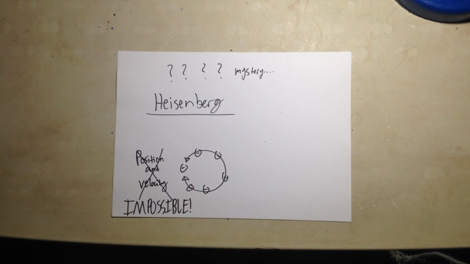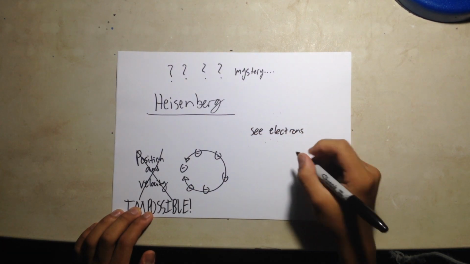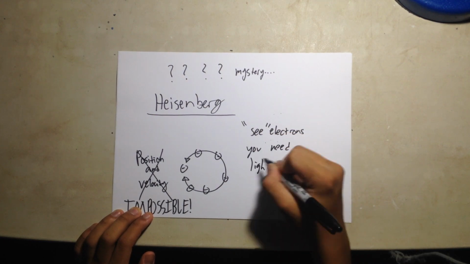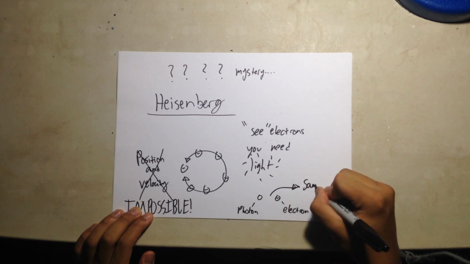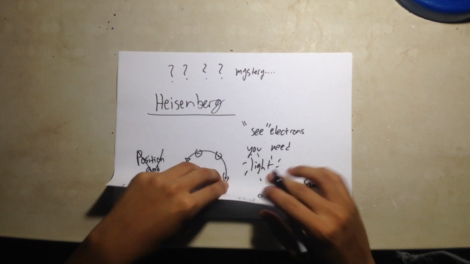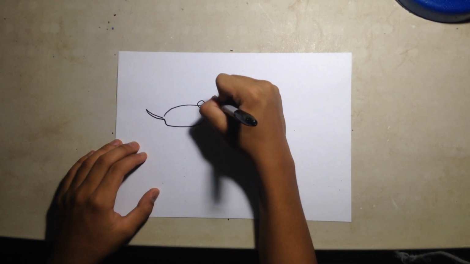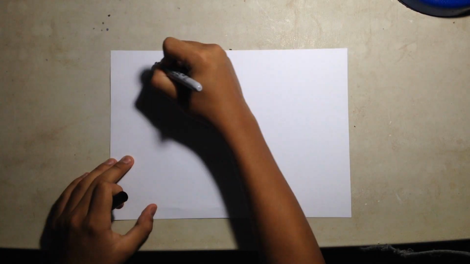Think of electrons. If scientists wanted to see electrons, they would need light. But photons are about the same size as electrons. So if you were to shine light on the electron, it would receive energy and move immediately. Think about a rat in the dark sewer. You can hear the rat, but you can't see it. But if you shine your flashlight on the rat, it'll run away immediately.